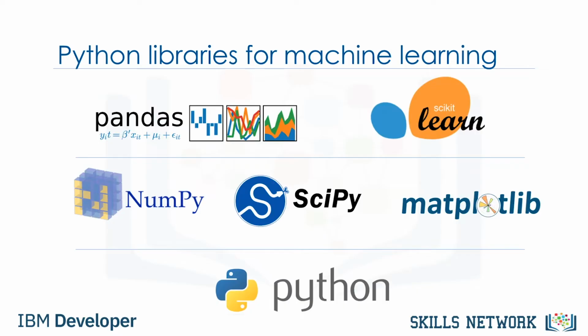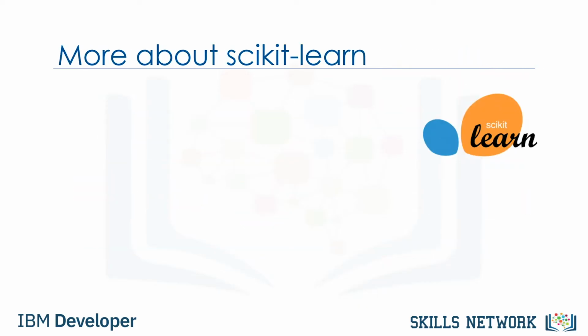Scikit-learn is a collection of algorithms and tools for machine learning, which is our focus here, and which you'll learn to use within this course. As we'll be using Scikit-learn quite a bit in the labs, let me explain more about it and show you why it is so popular among data scientists.